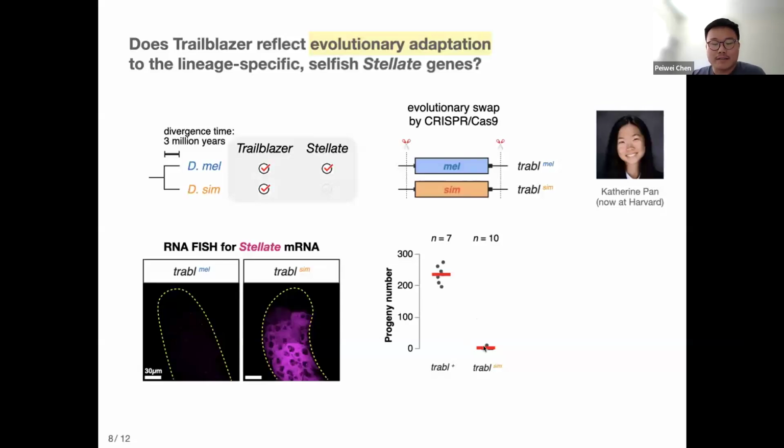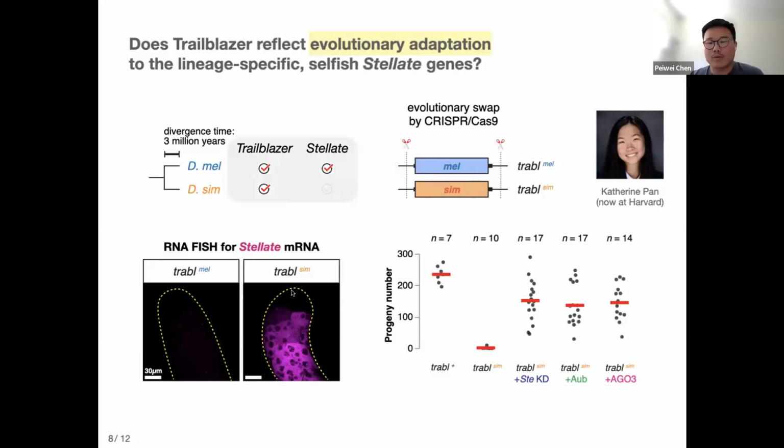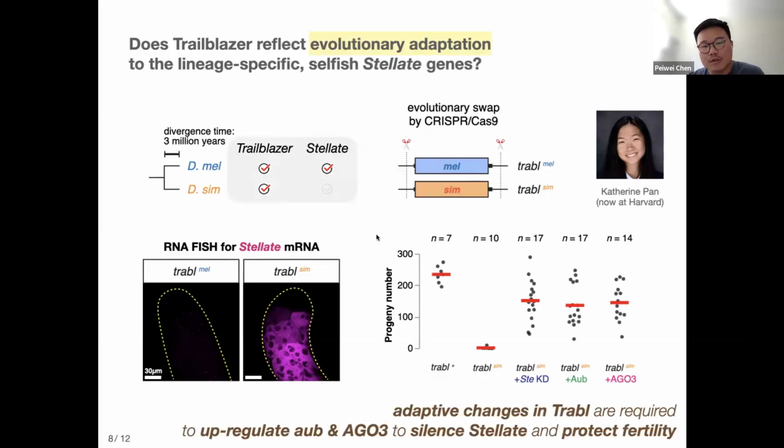Importantly, these fertility defects can also be rescued if we knock down stellate or express additional ALB or AGO3 proteins, suggesting that these fertility defects we see result from the inability of simulans Trailblazer protein to activate sufficient ALB and AGO3 proteins to silence stellate. In other words, the likely recent adaptive changes within the Trailblazer protein are required to upregulate ALB and AGO3 to silence stellate and protect fertility.